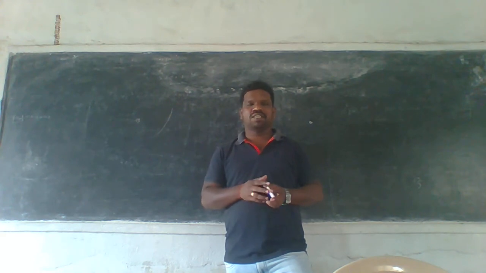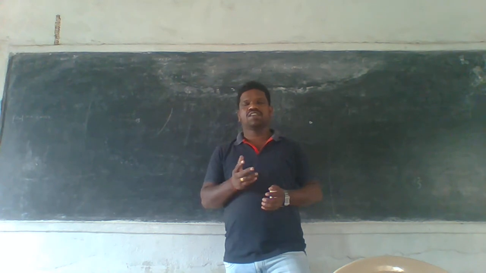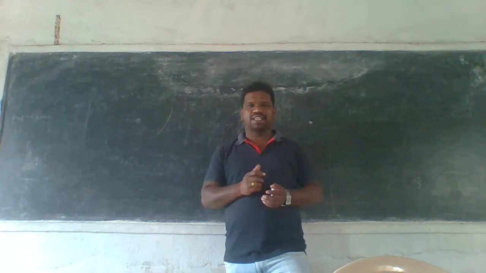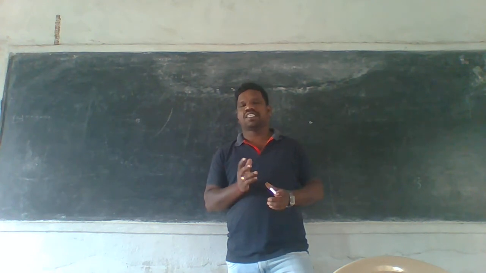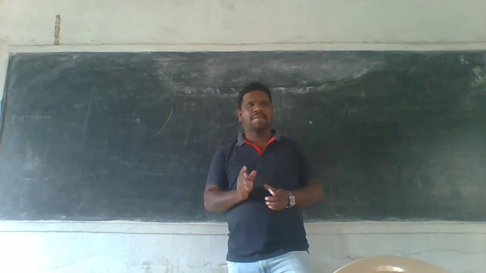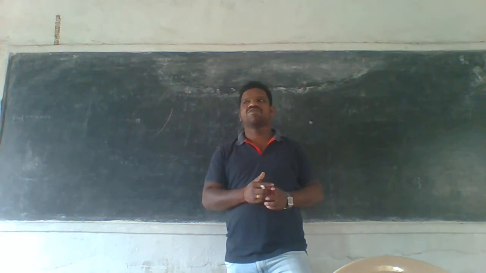If I am using it before the variable, that variable must be final, that means constant. If I am using it before the class, the class must be constant. Next is the method. Method is nothing but a function. In C language we call it a function; in Java we call it a method. If I am using final before the method, that method must be constant.